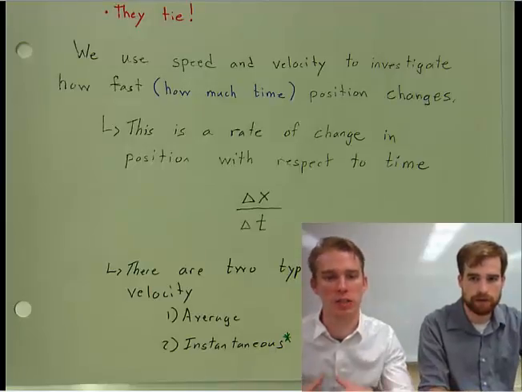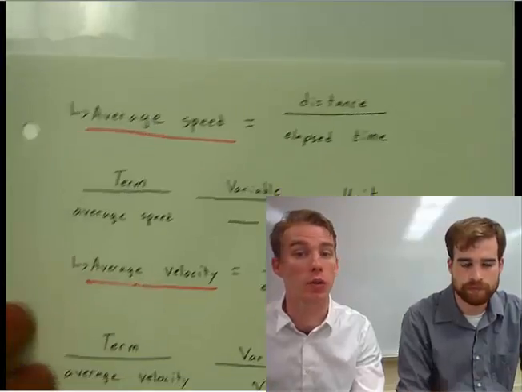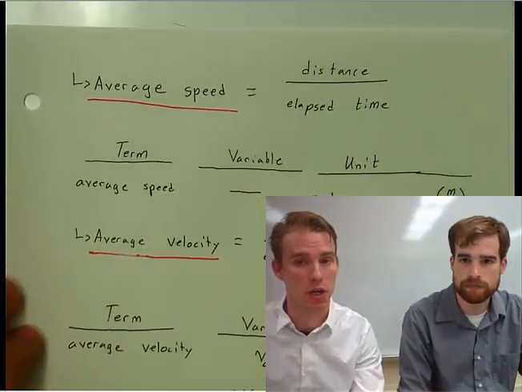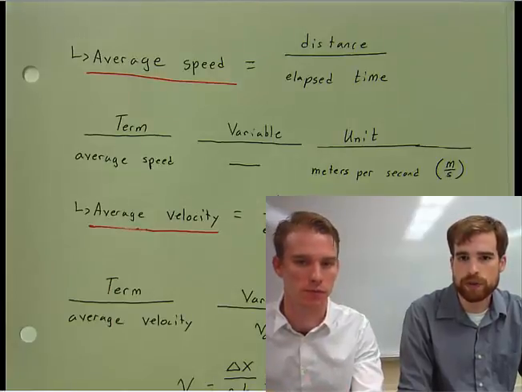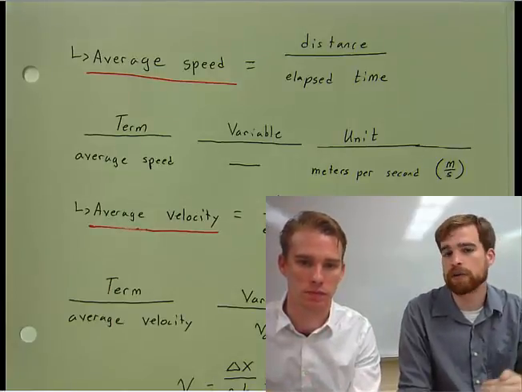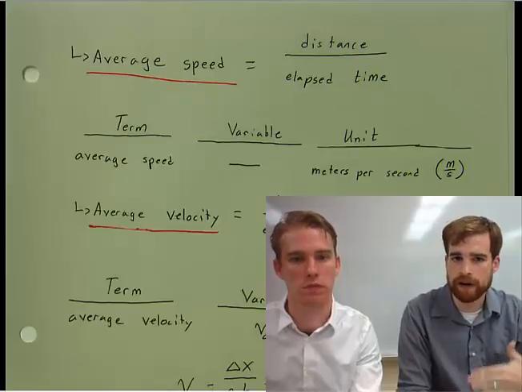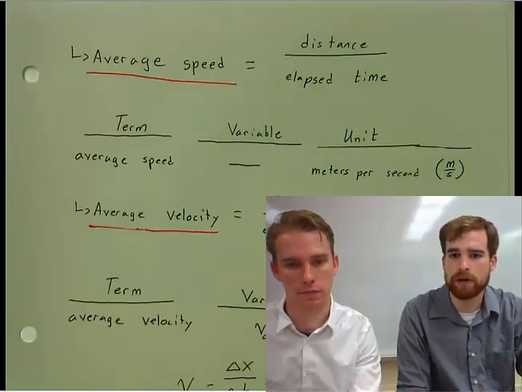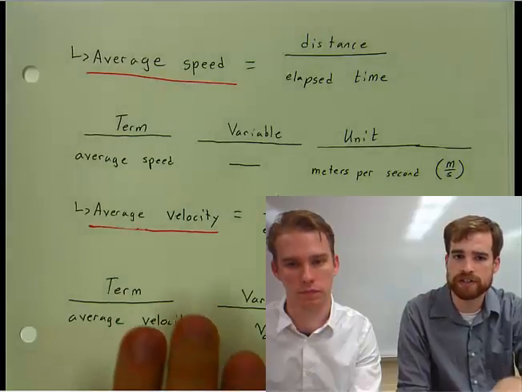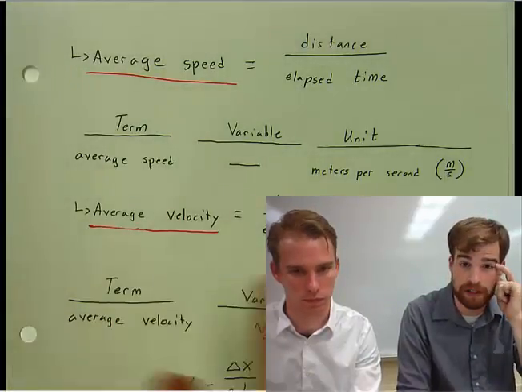So we're going to build our term, variable, unit document. When we talk about average speed, we're talking about distance over elapsed time, or the time that occurs. Once again, since there's no variable for distance, there can't be a variable for speed. So we have no variable, but we still do have a unit. Meters per second is the average speed.